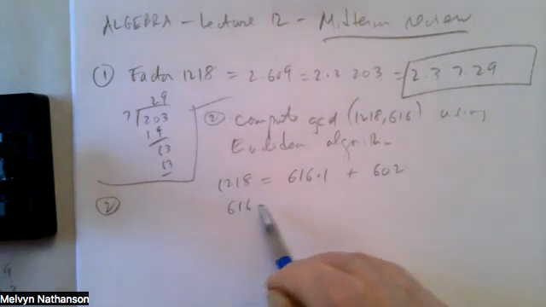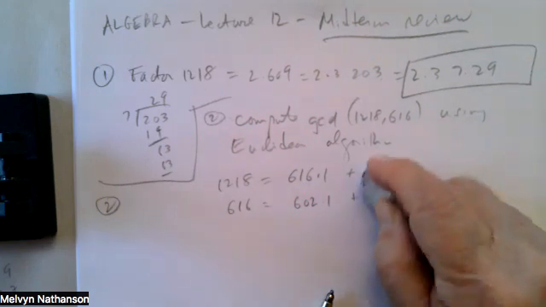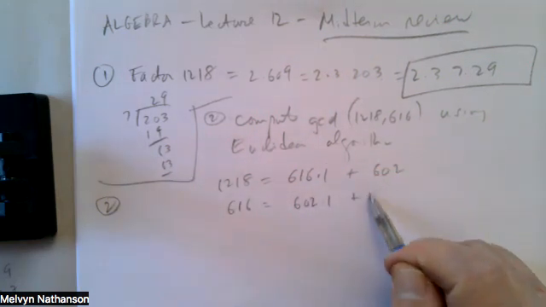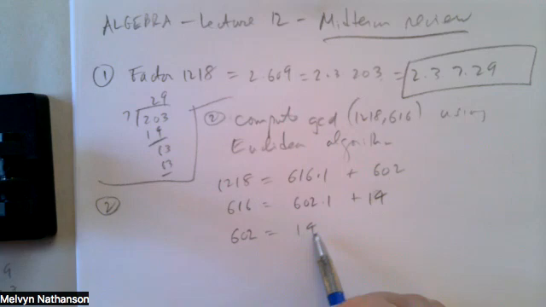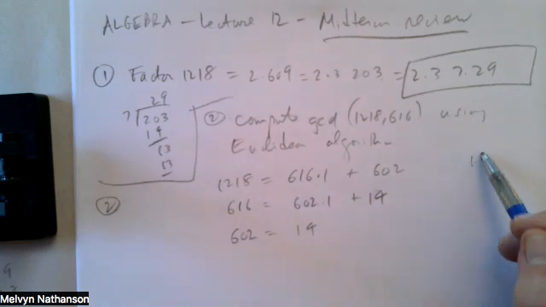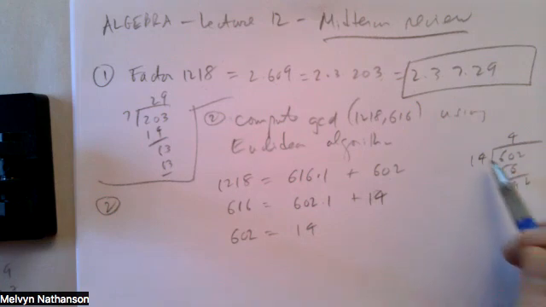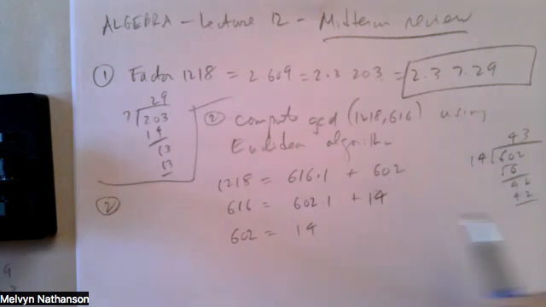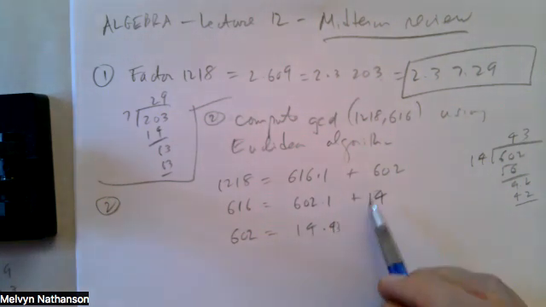And then I take 616 and I divide it by 602. That goes once and leaves a remainder of 14. And then I take 602 and I divide it by 14. Let's see, what do I get? I don't know. Let's divide 14 into 602. 4 times 14 is 56. 42. 14 into 42 goes 3 times. So this is 14 times 43 and a remainder of 0.